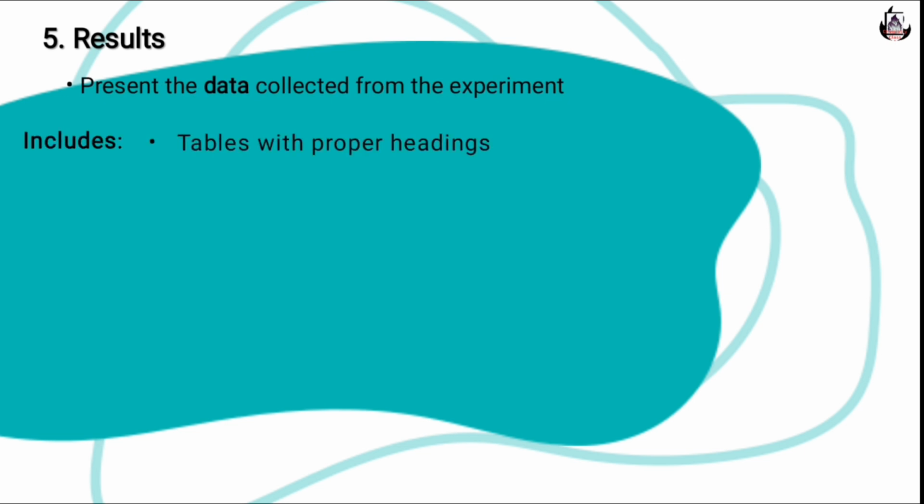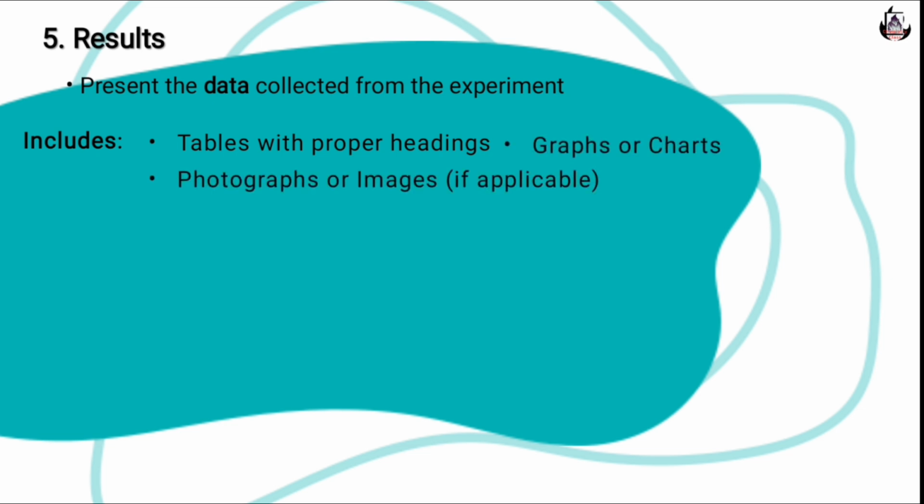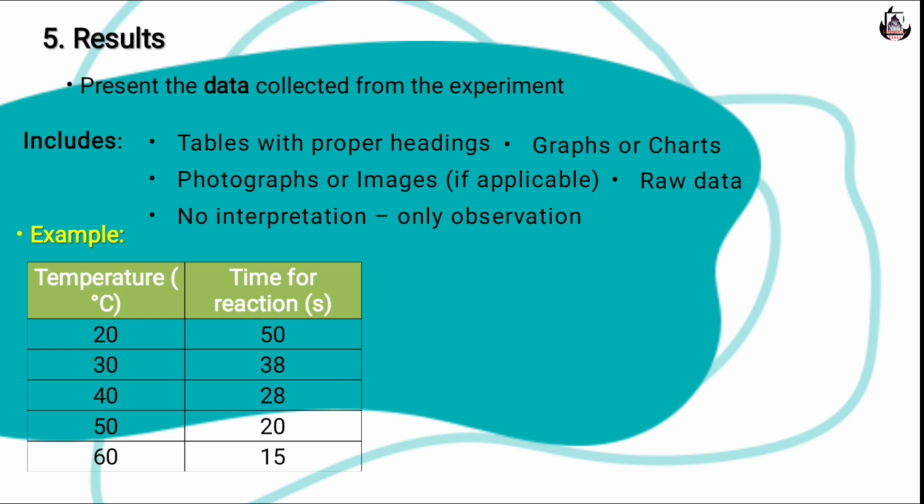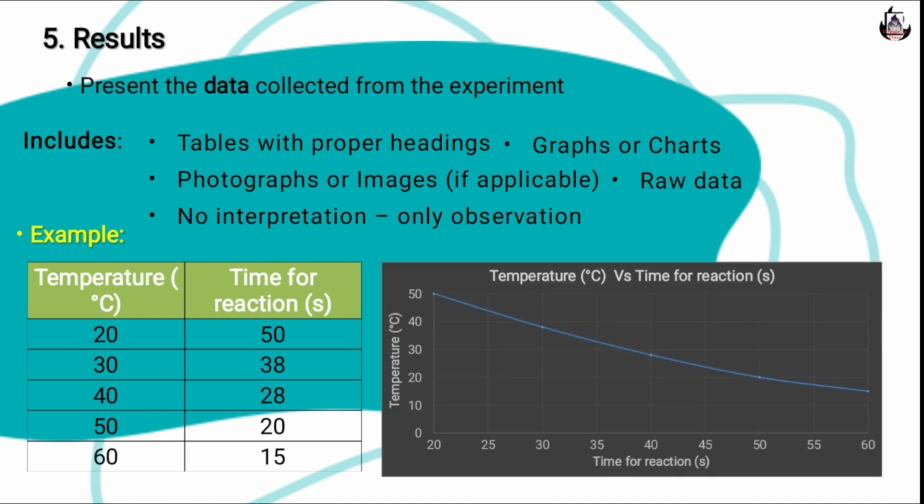The result section is only about observations. Present your data in tabulated form with proper headings, graphs or charts, photographs or images if applicable, and raw data. No interpretation, only observation is required in the result, as you can see in the example part.